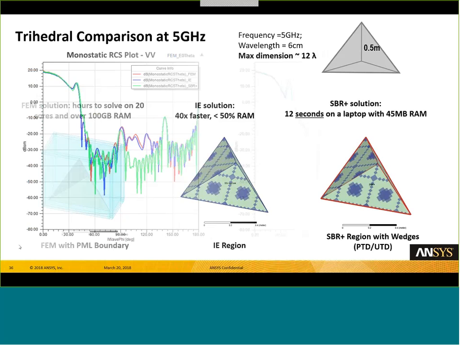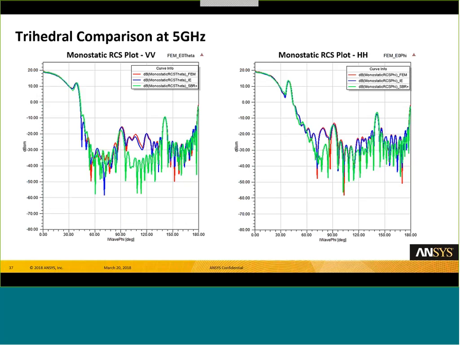And if you look at the comparison, the first thing you notice is that it's a very large dynamic range problem. You're talking about 80 dB of dynamic range for both copol results. The red and the blue traces represent the FEM and IE results respectively. So they're practically on top of each other, which is really no surprise. Again, these are full wave techniques. It's the most accurate representation, and all the physics comes in for free.